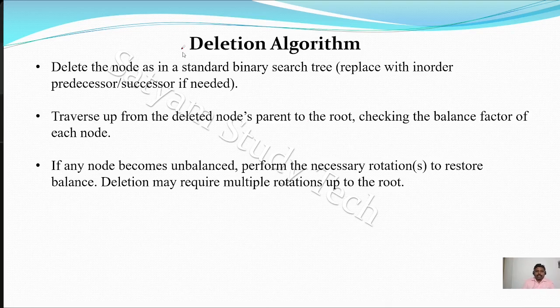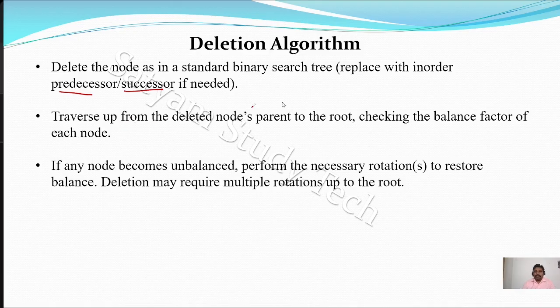Today's topic is the deletion algorithm for AVL tree. So these are the simple steps. Delete the node in a standard binary search tree. Replace with inorder predecessor or inorder successor if needed. What is meant by inorder predecessor, inorder successor?